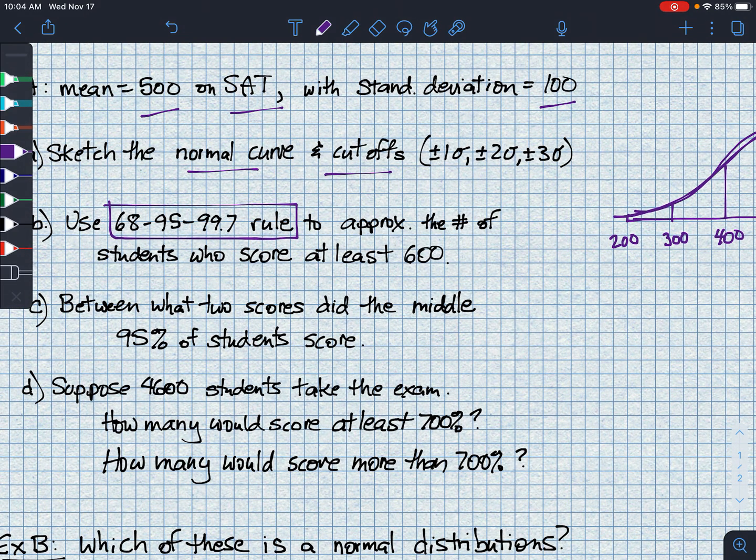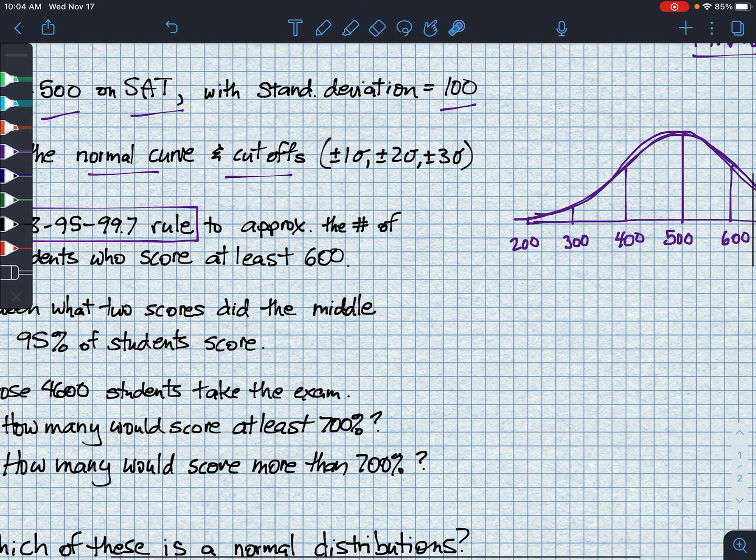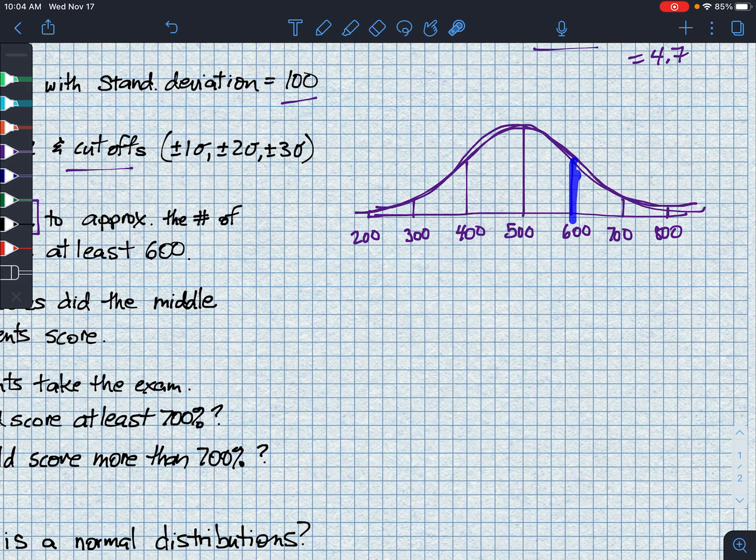All right, we got the sketch made. Now we are going to answer how many have a score of at least 600. Okay. Well, here's the 600, and at least would be everything above that. So for this problem, I need to add this region, plus this region, plus this region, plus this region. So I'm going to say 34 times 2, or 68, right? Plus the 13.5, plus the 2.35.